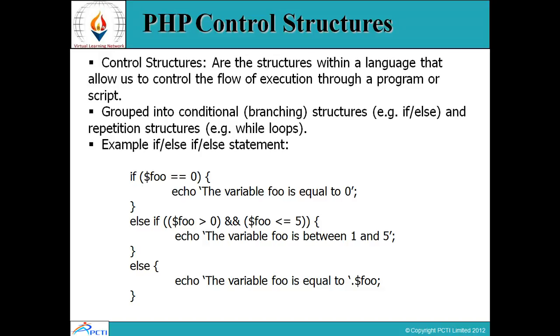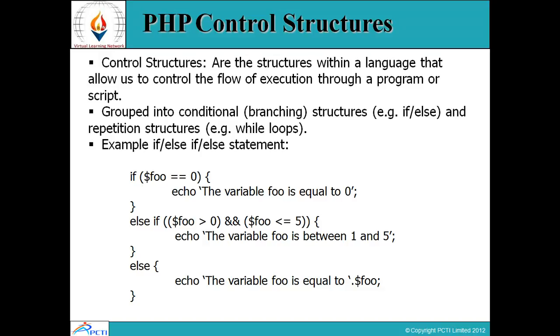Now let us discuss some PHP control structures. What are control structures? Control structures are basically the structures within a language that allow us to control the flow of execution through a program or script. The flow of our whole program can be controlled with the help of control structures, and they are grouped into two kinds: conditional branching, that is in the form of if-else, and repetition structures, that is while loops.